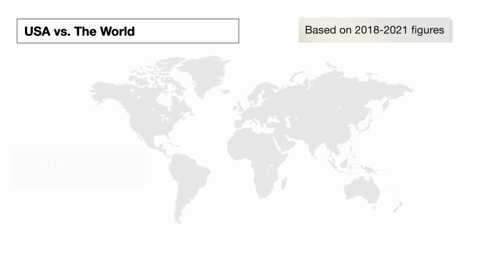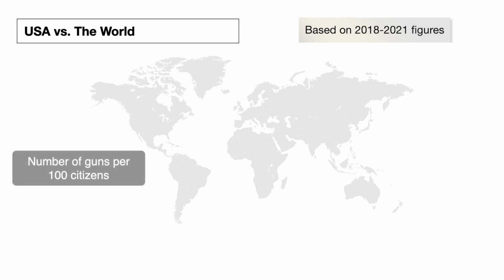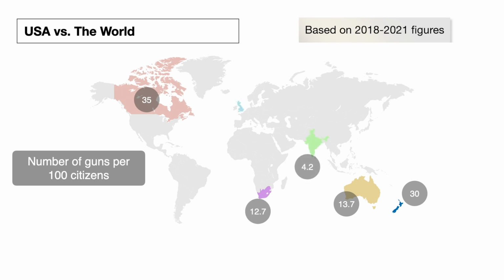In this map, we'll first look at the number of guns for every 100 citizens in English-speaking countries. Canada, the biggest neighbor to the US, has 35 guns for every 100 citizens. New Zealand has 30 guns per 100 citizens, and Australia has 13.7. South Africa has 12.7, and India has 4.2. The United Kingdom has 2.8, and just for reference, Norway has just over 31 guns per 100 citizens.